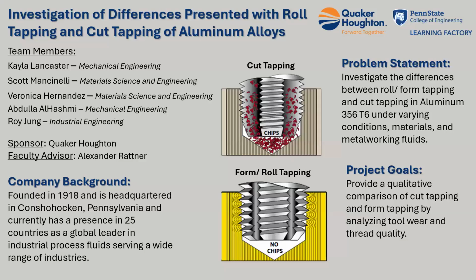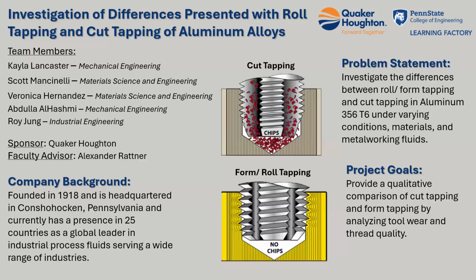Hello, this is the investigation of differences presented with roll tapping and cut tapping of the aluminum alloys as a Penn State College of Engineering capstone project sponsored by Quaker Houghton. Quaker Houghton was founded in 1918 and is headquartered in Conshohocken, Pennsylvania, and currently has a presence in 25 countries as a global leader in industrial process fluids, serving a wide range of industries.